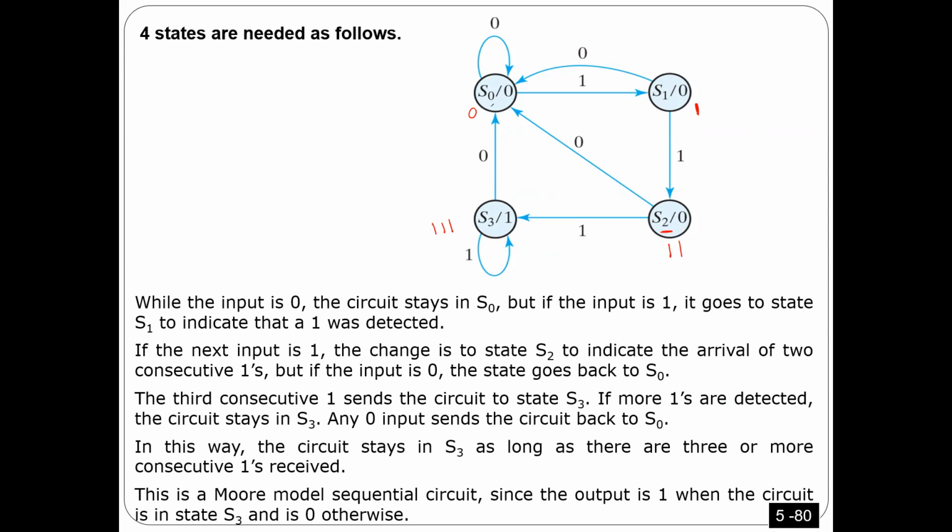So as long as I receive 0, 0, 0, 0, 0, I'm gonna stay here. Once I get 1, the first 1, I'm gonna move from here to here. Okay, when I come here, that means I have 1 in hand.